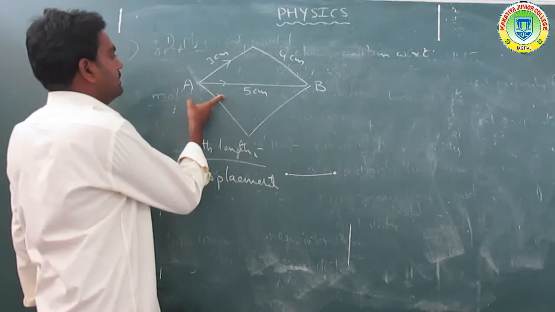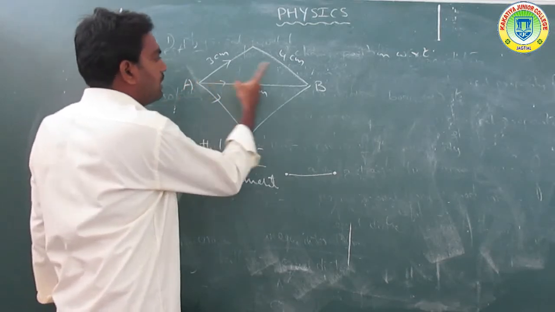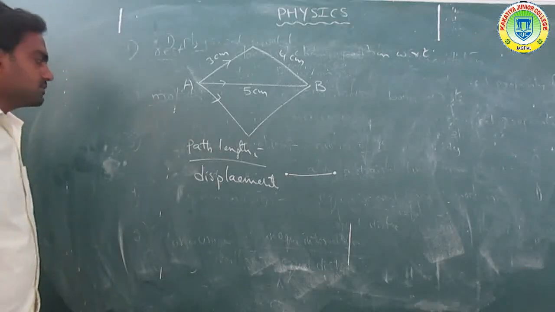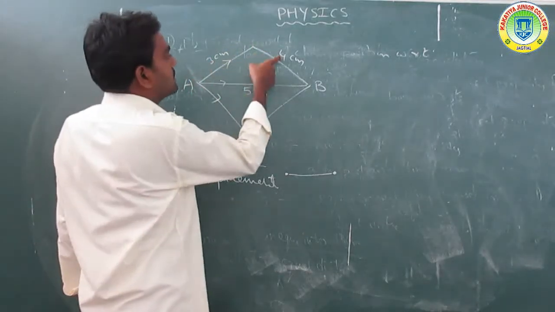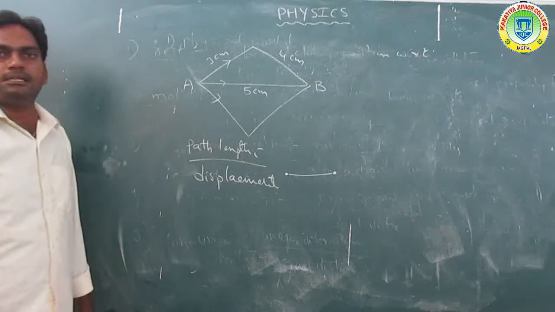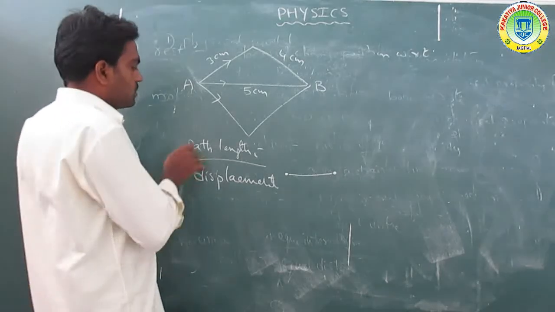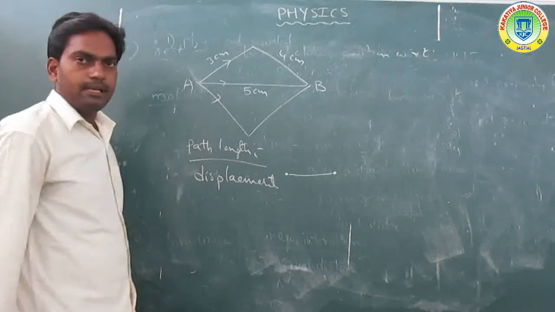Here, observe in the diagram, the shortest distance is nothing but A to B. The 5 centimeters is called the displacement. The path length is 3 centimeters plus 4 centimeters, so 7 centimeters is the path length. Clear? So that is the path length and that is the displacement.